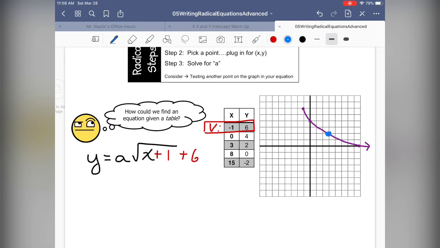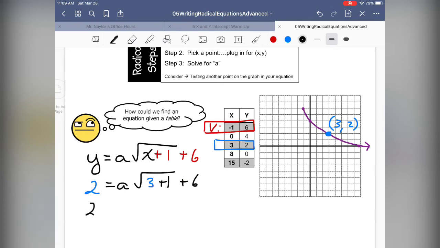Whenever you're ready, you can plug in any one of these points. I don't have to plug in the next point. I can plug in any point that is shown on this graph. So there's no reason I can't plug in 3 and 2. Just make sure that you plug that in very carefully. The 2 for y, and of course the 3 for x. Just make sure you get the order of all that correct. But from here, you're just solving for a.